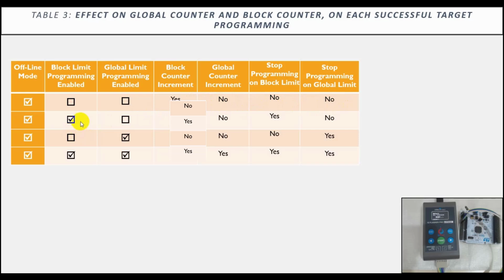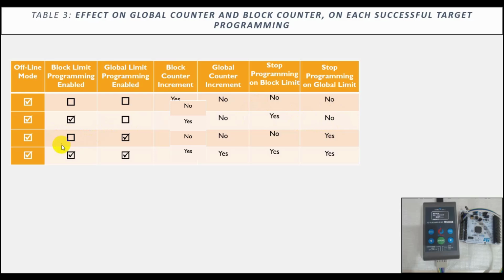If you have enabled the block limit programming, and you have not enabled the global programming, the block counter will increase, the global counter will not increase, and the block limit programming will work. As soon as you reach the number you have programmed into the block counter, programming will stop, but the global limit will not work.